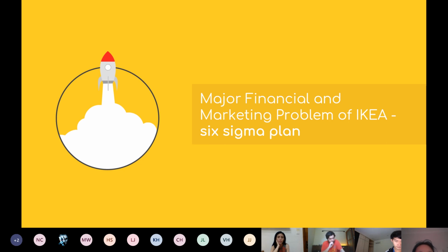Major financial and marketing problems of IKEA, the Six Sigma plan.